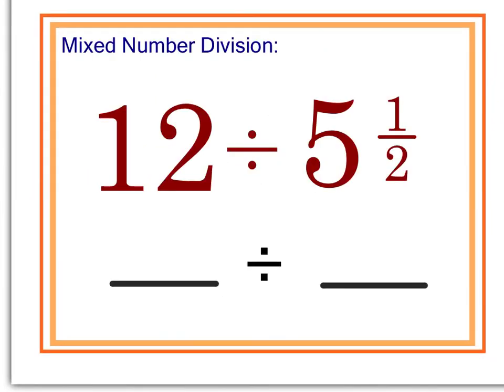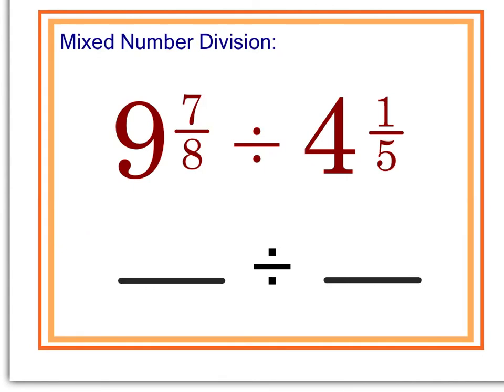Here's a division problem. If I have 12 divided by 5.5, well, that rounds to 6. Remember, if you get right at that halfway point, we're going to round up, and I get 2. 9 7/8, I would call this 10, divided by, I would call that 4. Uh-oh, we've got an issue, right?